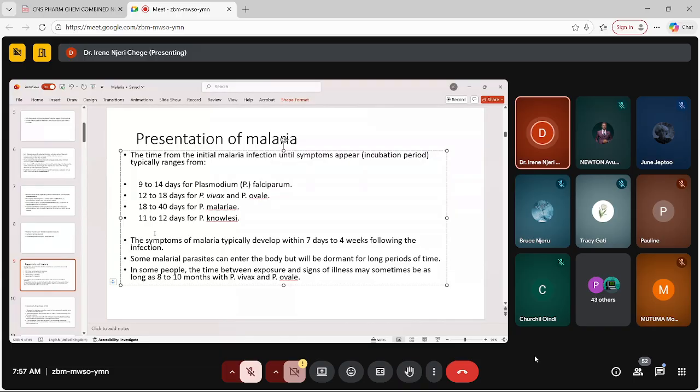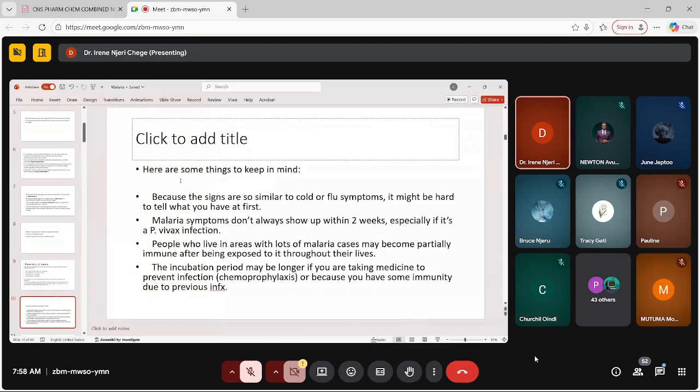So, when you're taking a history, you have to know this. Where had this patient gone? So that even months from then you're able to diagnose the patient. There are some things to keep in mind, because the signs and symptoms are so similar to cold, the flu, and even other conditions. Like I've told you, babesiosis will present like malaria. It may be hard to diagnose malaria. So symptoms don't always show up within 2 weeks, even in P. vivax infection. People who live in areas with a lot of malaria may become partially immune after being exposed throughout their lives. Like here we say near the lake region.